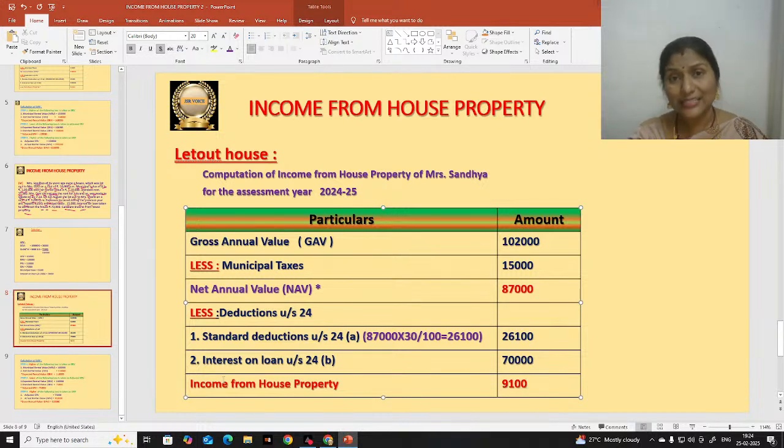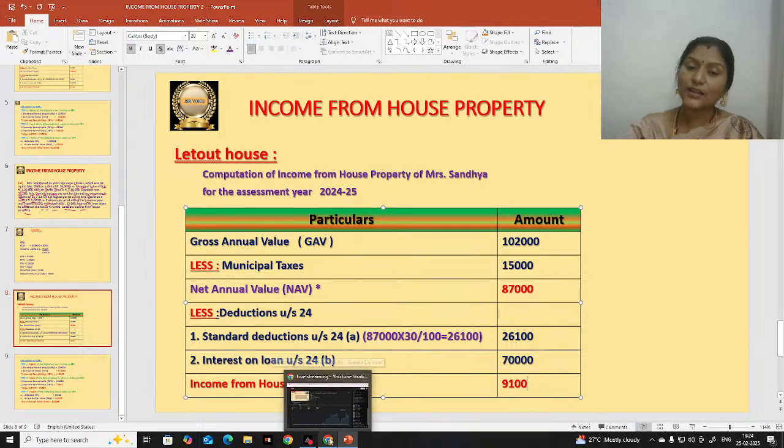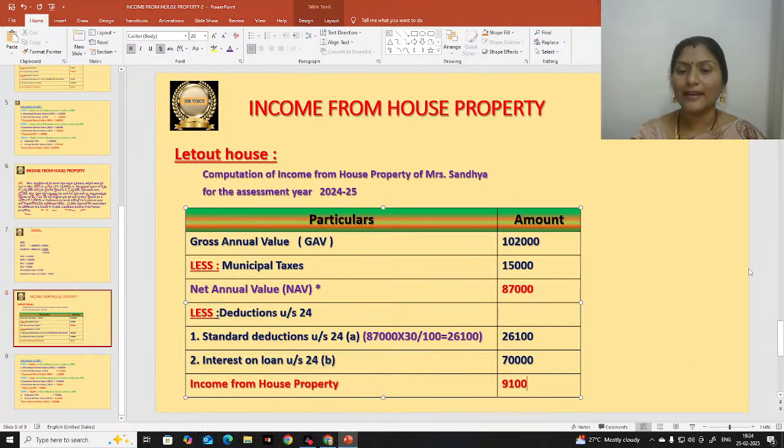That is what? Is it income? No, it is not income. It is loss from house property because it is in negative amount. Deductions are more than our NAV. So here the amount whatever we are getting, 9,100, that is not income, that is loss. Let me change this answer. That is loss. Loss from house property. This is our final answer.